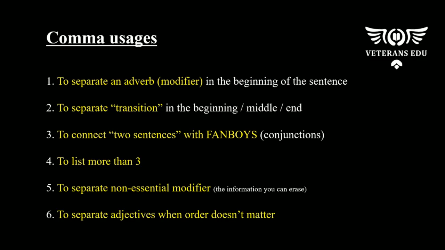So let's review what we learned today. There are roughly 6 usages of commas that we need to understand to ace the writing section of the SAT. We can use the comma to separate an adverb in the beginning of the sentence, to separate a transition in the beginning, middle, and end, to connect 2 sentences with FANBOYS, to list more than 3, to separate a non-essential modifier, and finally, to separate adjectives when order doesn't matter.